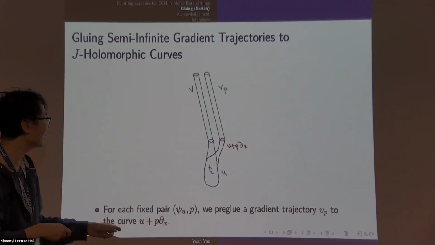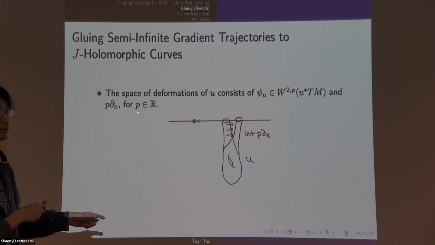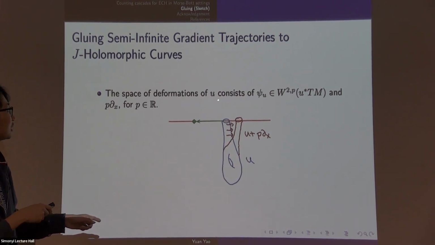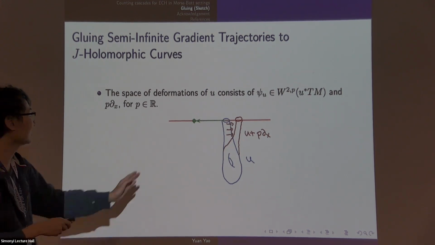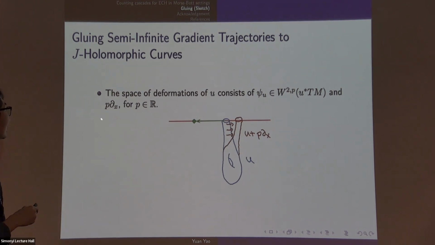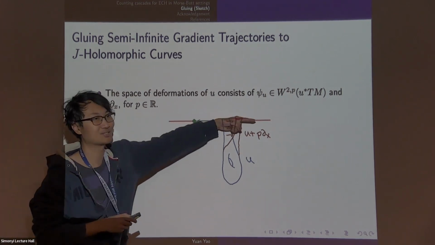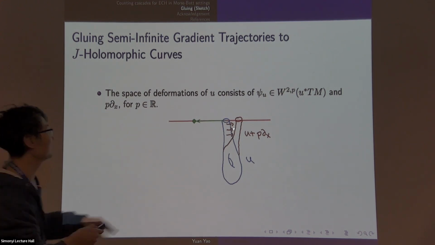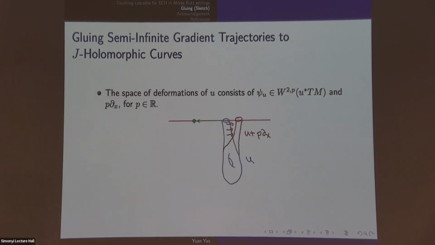What is p? P is this p. So the space of deformations of u consists of a vector field and then a vector that moves its neck. And what's dx? Dx is a vector field that's pointing in this direction, so it's like the gradient direction. Yes, and phi is just how much you're moving in this direction.